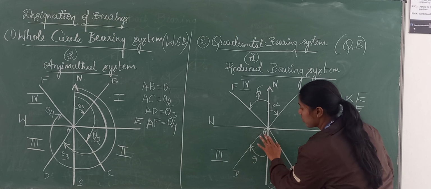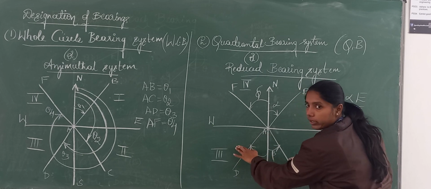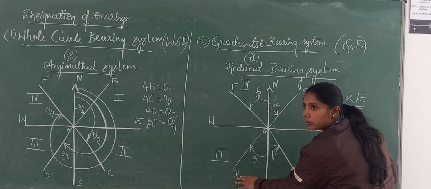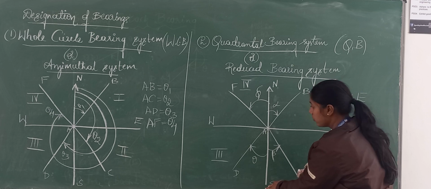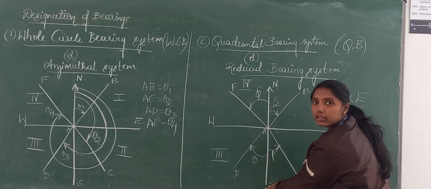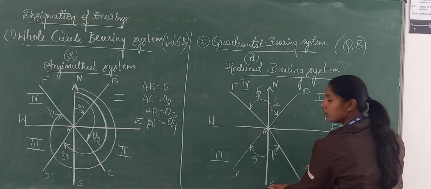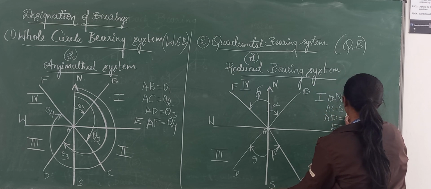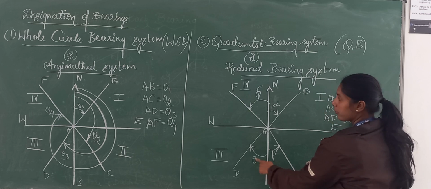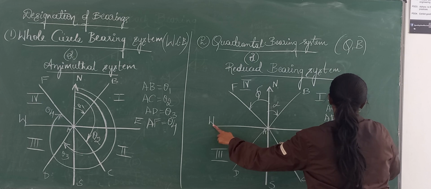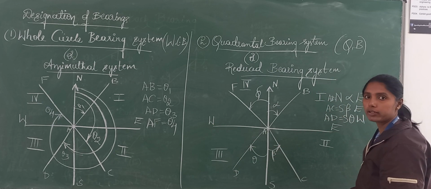Coming to the next line, that is the line AD. Here the line AD lies in the third quadrant and is nearer to the south. So how could we designate the bearing of the line AD now? For the line AD, the designation would be south, as it is nearer to the south, angle theta, towards west. Likewise, we have to designate the bearing of the line.